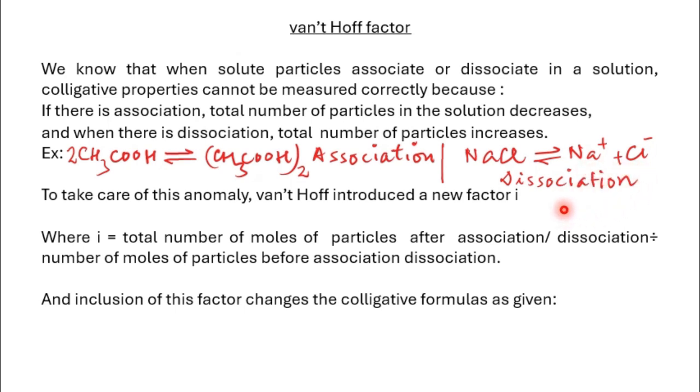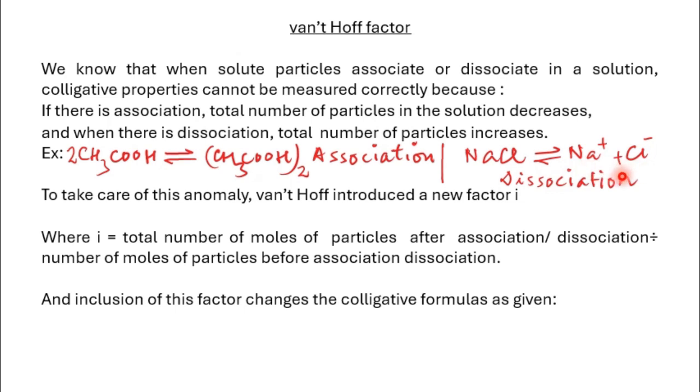In both cases, you cannot calculate molecular mass correctly with the help of colligative properties, because colligative properties depend upon the number of particles. And you can see here that the number of particles in case of association is becoming half, right? It is 2 here, while here it is 1 dimer. So when you are measuring the colligative property, it will count as 1 particle, not 2 particles. In case of sodium chloride, you can see that the result is 2 particles.